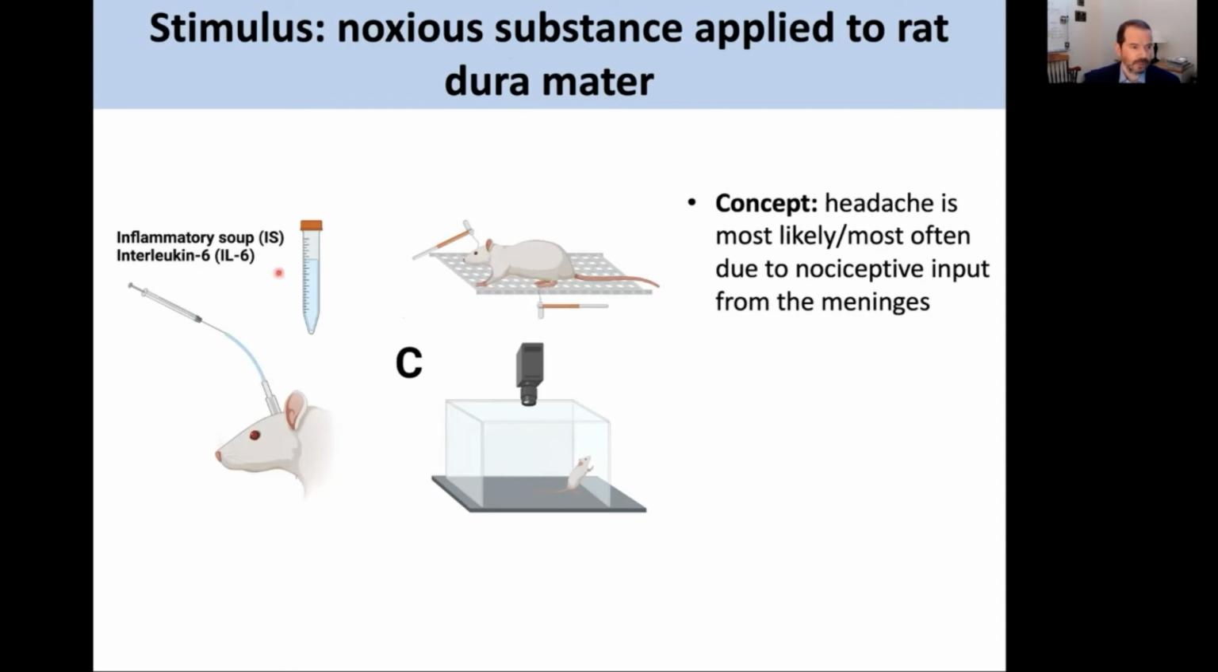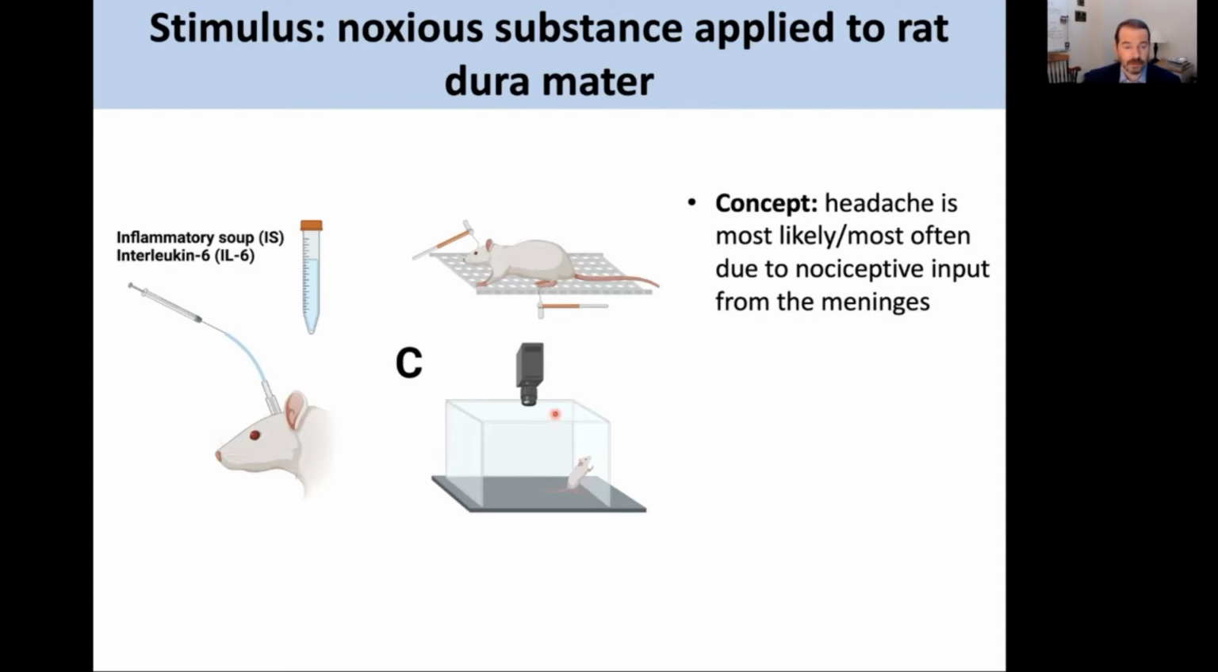And that stimulus might be an inflammatory soup, a cocktail of inflammatory mediators. It might be a single cytokine like IL-6. It could be CGRP. It could be almost anything. And then subsequent to the injection, you would test hypersensitivity of the periorbital region or the hind paw, as we described earlier. You might test exploratory activity in a chamber like this. You might test light avoidance.